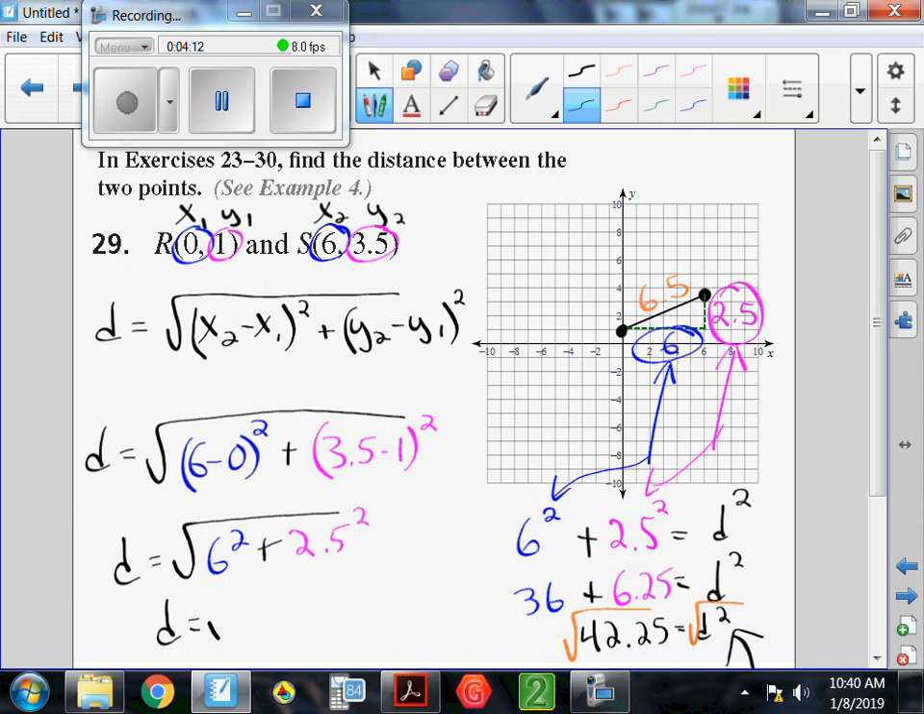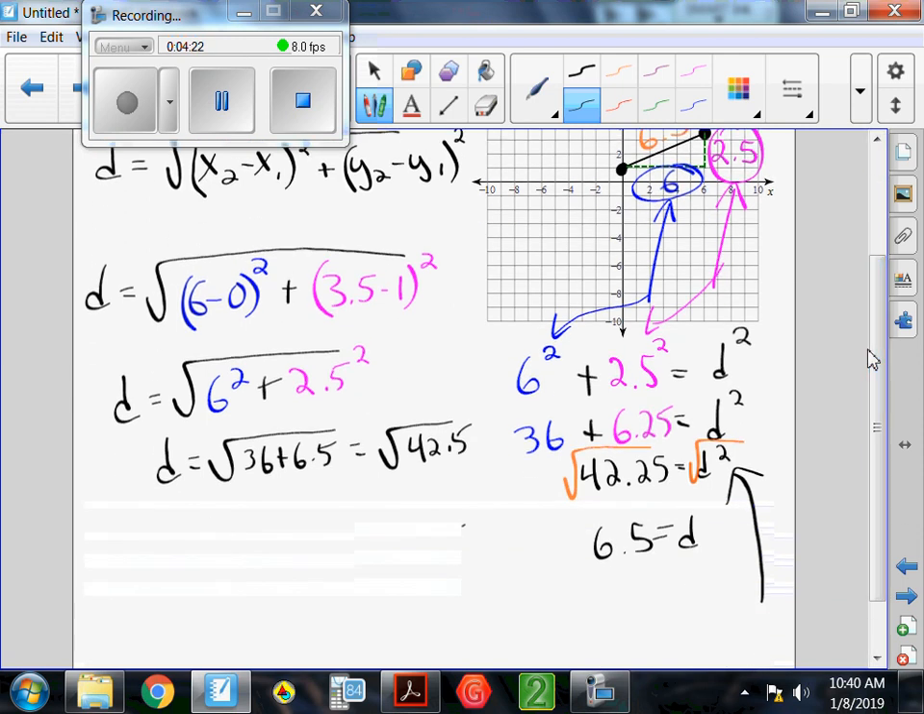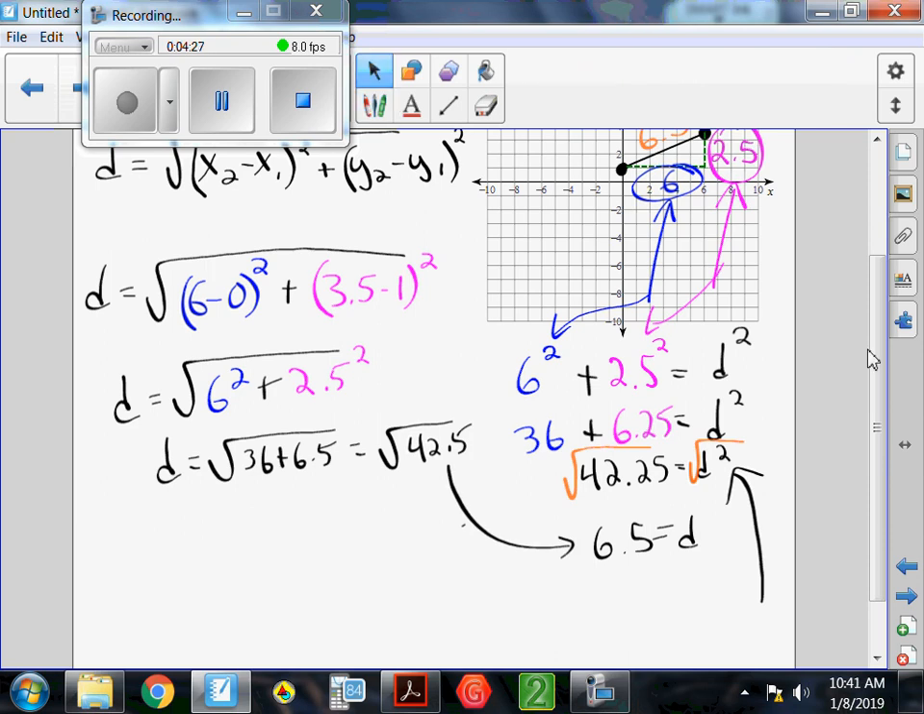Distance is equal to the square root of 36 plus 6.5, which equals the square root of 42.5. And the square root of 42.5 we said was 6.5. So it doesn't matter if you use the Pythagorean theorem or the distance formula. You must be able to do both for Unit 7.